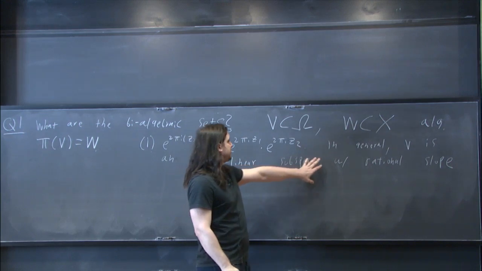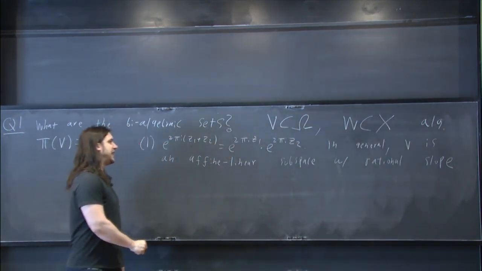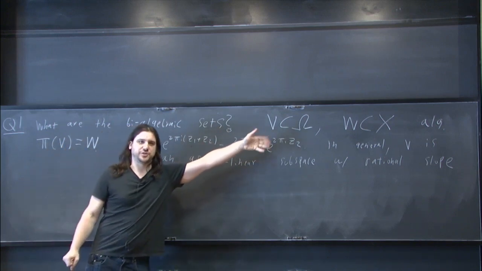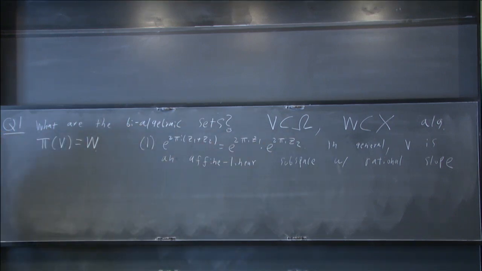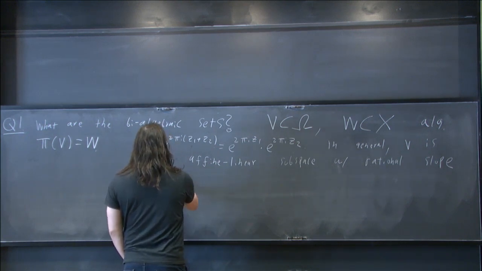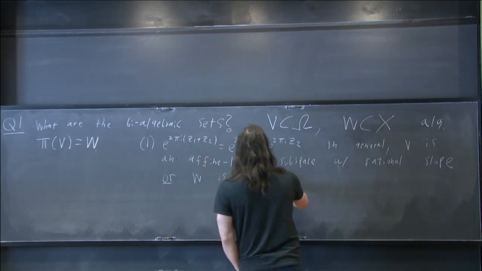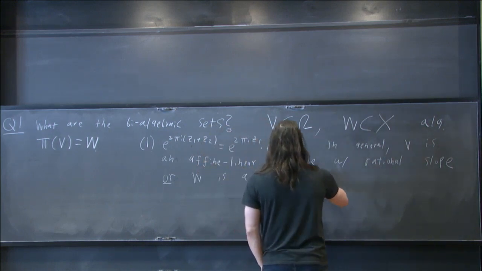You can't remove the rational slope here, because if you take z1 equals i times z2, you get nothing algebraic in the other world. You can't take things to the power of i. Or in other words, equivalently, W is a coset of an algebraic subgroup.